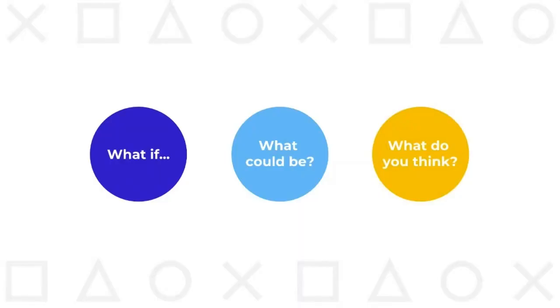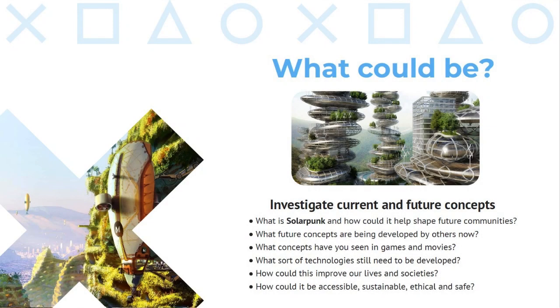Next, we're going to move on to what could be. And this is where you get to investigate current and future concepts. So again, we can break these down into further questions. What products and services are being used now? What future concepts are being developed by others? And what concepts have you seen in games and movies? What sort of technologies still need to be developed? And how could this improve our lives and the societies we live in? How can we make it accessible, sustainable, ethical, and safe for all?